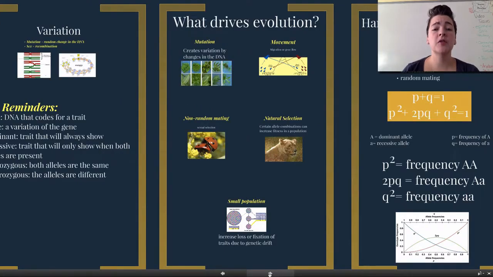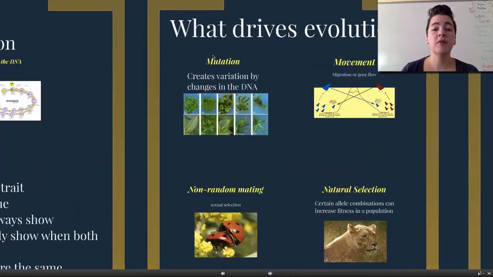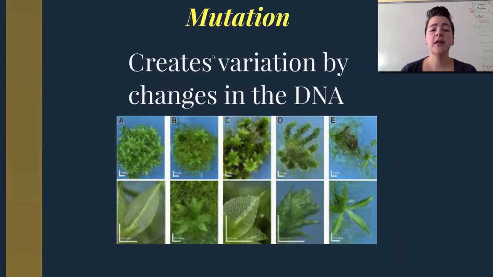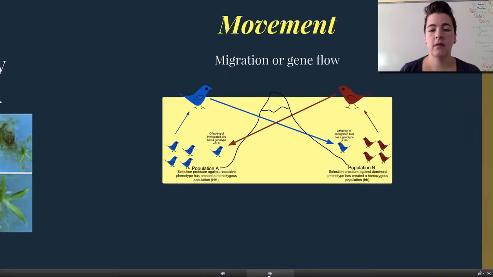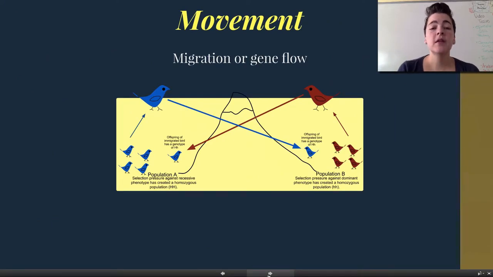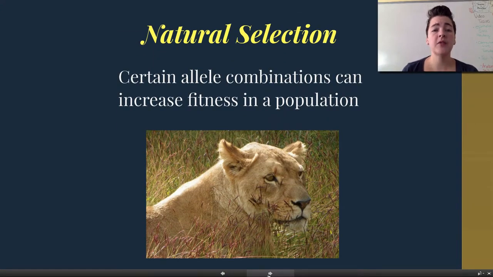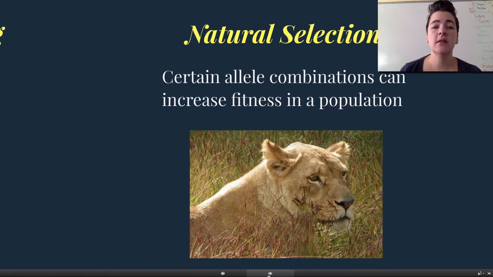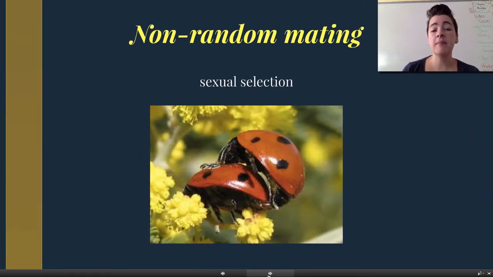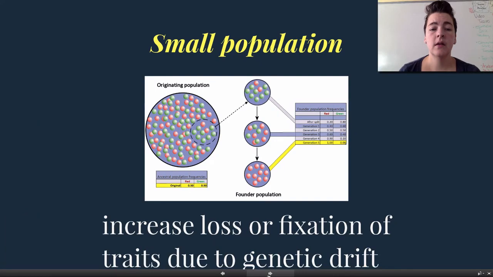What are the things that drive evolution? There are 5 things. We have mutation. Mutation creates variation in the DNA. Then we have movement, so movement of genes from one area to another: migration, immigration, and emigration. We have natural selection. Certain allele populations increase fitness. We have non-random mating, sexual selection, basically looking for the best mate. And then we have small populations. When we have a small population, there's an increased loss or an increased gain of particular traits because of genetic drift.